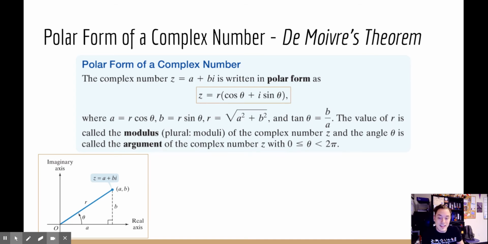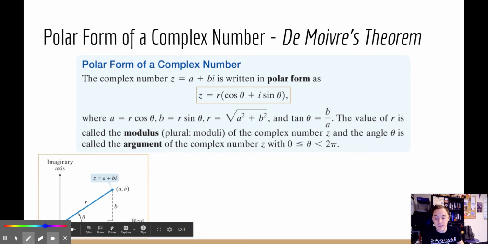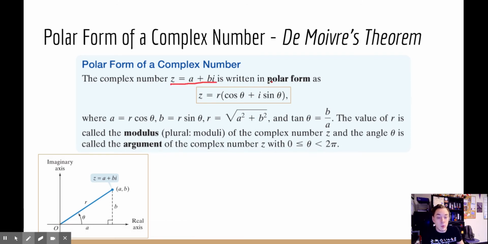I can write the complex number right here. Let's put this in red. I can write this complex number in what we call a polar form. Now let's be very clear. This complex number is still rectangular form. So just because I have a complex number does not mean it's not rectangular.